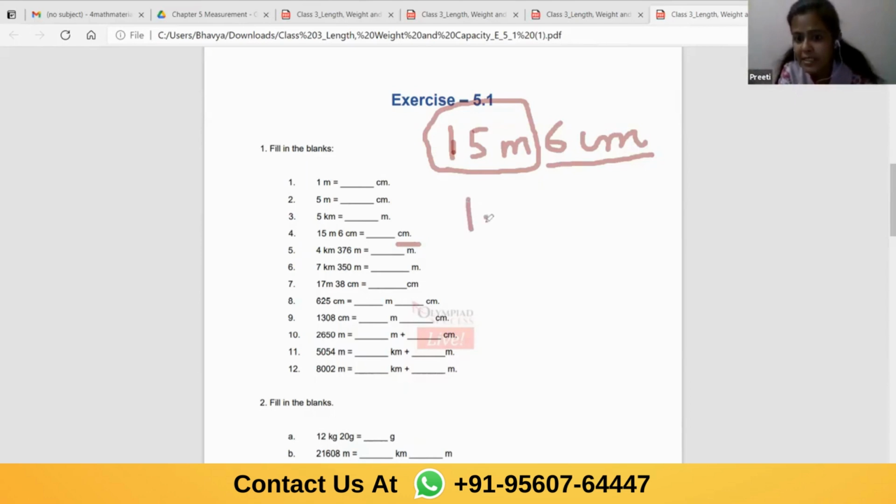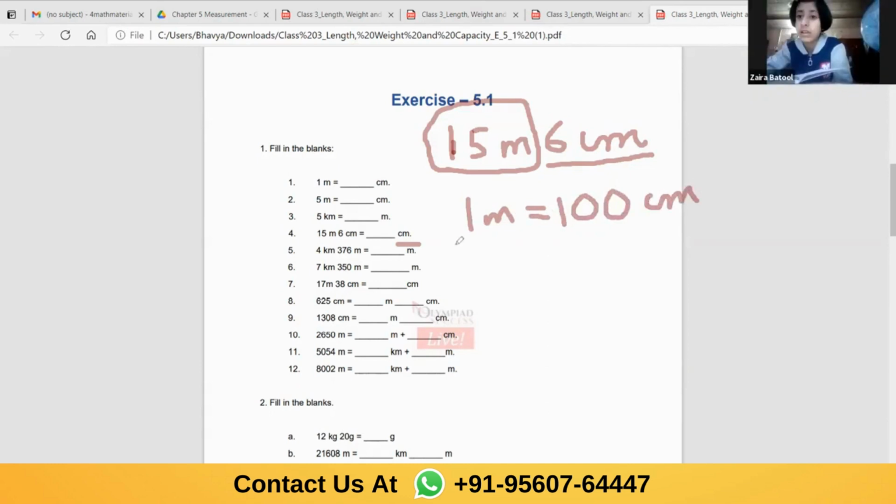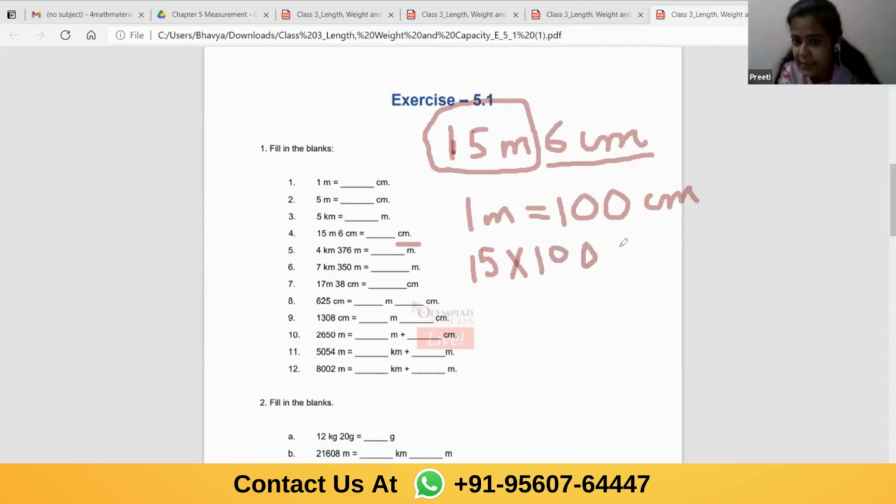Correct? 1 meter is equal to 100 centimeters. So if I have to find out for 15 meter, what will I do? Multiply. Multiply both the sides. If I multiply 1 with 15, I will get 15. I am saying in order to find out for 15 meters, you will multiply 15 with 100 centimeters, correct? Yes, ma'am. So it will become 1500 centimeters.